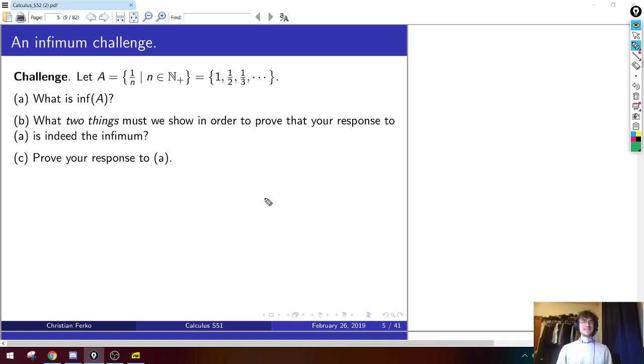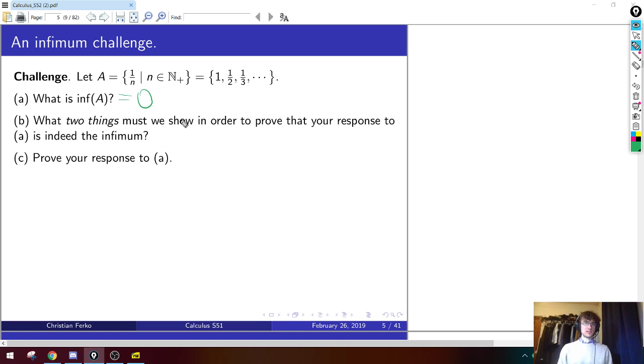Good question. Okay, so let's do a quick challenge then. I'll define the set A, which is the set of all inverse integers, or harmonic numbers, 1 over n, if you will. So this has 1 over 1, 1 over 2, 1 over 3, 1 over 4, and so on, all of those for integers. I'll ask you 3 questions. First, you can state the answer without proof. What is the infimum of the set A?